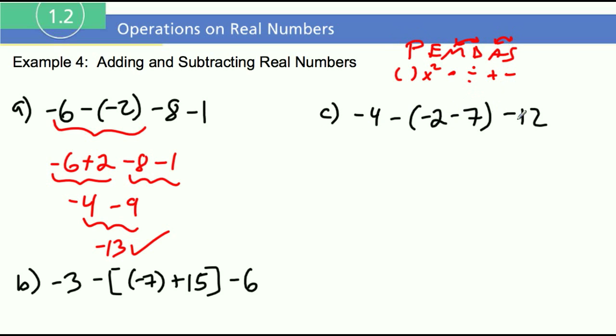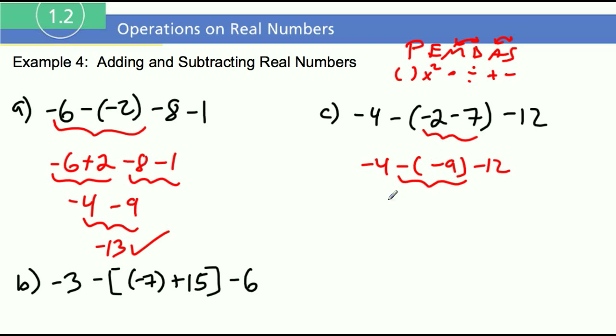So when you think about this one right here, we want to do the parentheses first. Okay, so let's just go ahead and deal with this guy, and we have negative 4 minus negative 2 minus 7 is negative 9, and then minus 12. So all I do is I just simplified this. Actually, let's just take a look at this part. This right here is a plus 9, right?